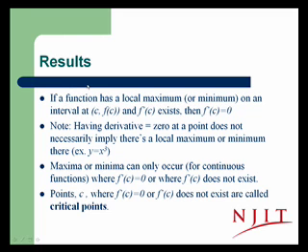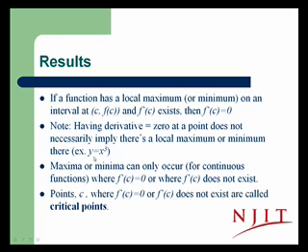So some of the results that we get from the ideas that we've presented today are: if a function has a local maximum or a local minimum on an interval at a point c, f of c, and if the derivative exists at x equals c, then the derivative must equal 0. If the derivative exists, the curve is going to be flat, horizontal, at a maximum or a minimum at that point.